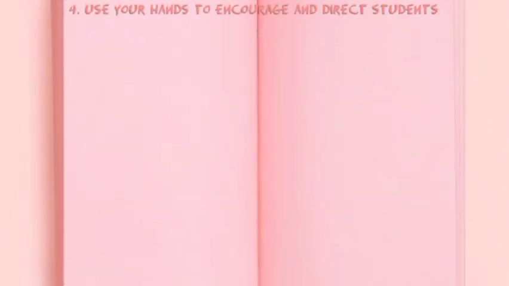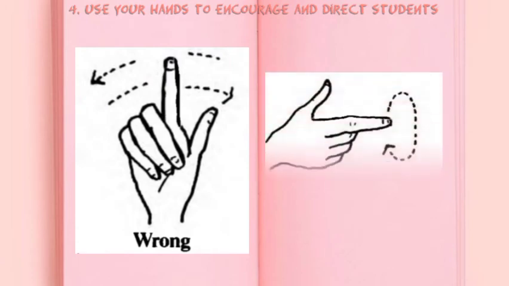Number 4. Use your hands to encourage and direct students. There are 3 main ways of showing students what you want: your voice, your eyes, and your hands. There are 2 main reasons for using your hands. You avoid unnecessary language which can distract students, and while remaining completely clear, your hands can be used to increase the pace of the lesson.